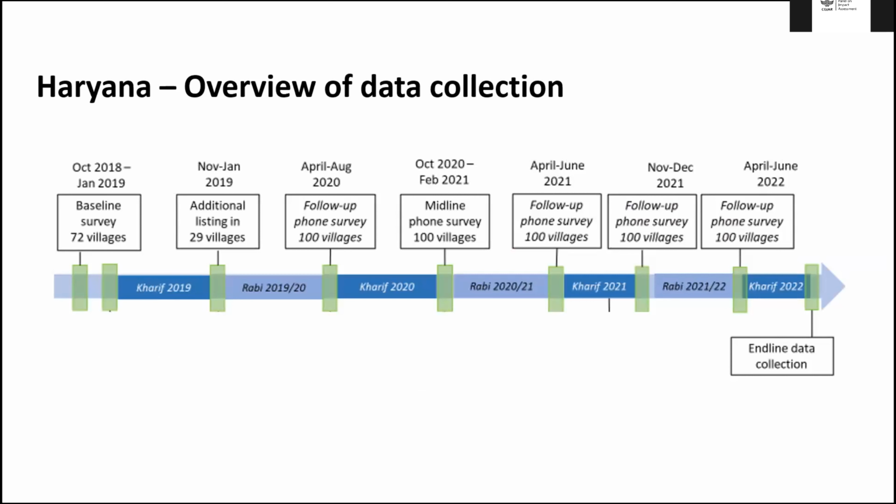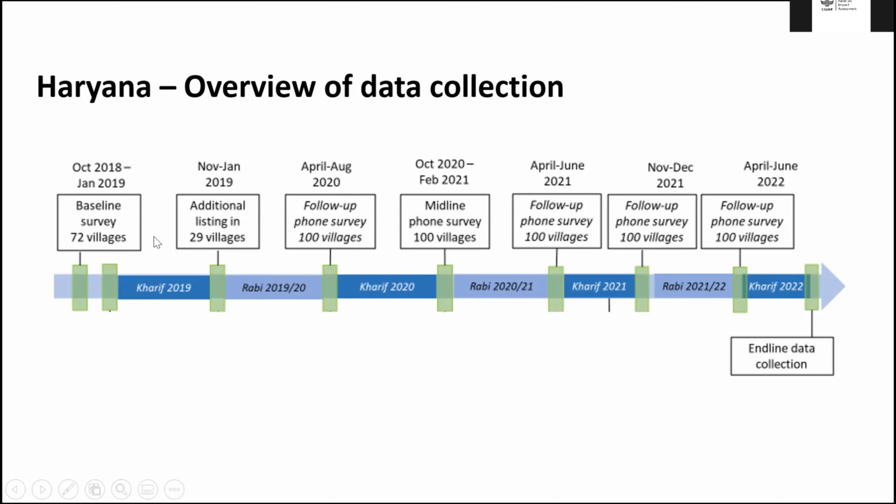An overview of data collection. We did a baseline survey starting in 2018. And then in 2020, we did a phone survey as midline. And finally, the endline survey is coming up later this year. In addition, we have follow-up surveys after every season. So we're collecting quite a bit of data, and after every season, taking a quick scan of what outcomes farmers experienced this season. But the main data points are baseline, midline, and endline.